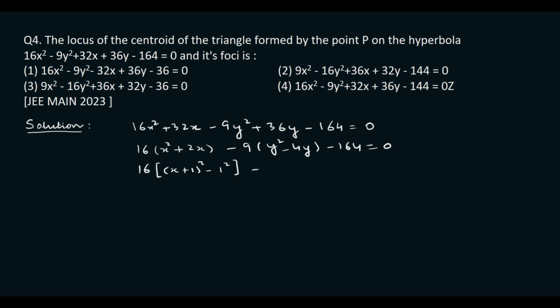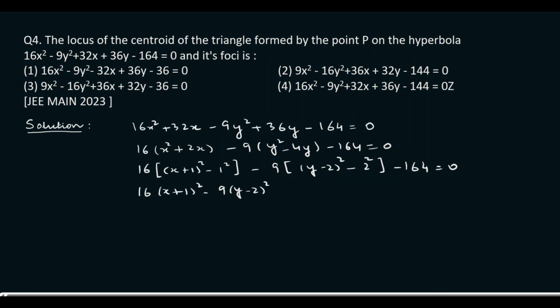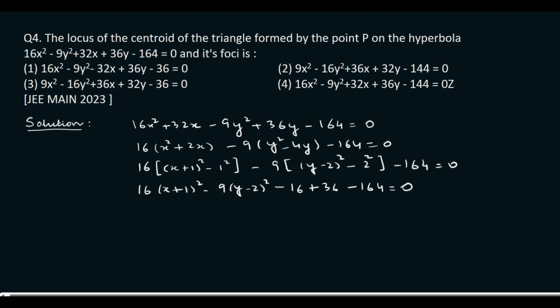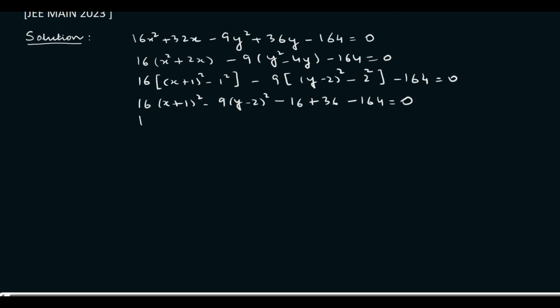See, it can become (x plus 1) square minus 1 square, and the second one is (y minus 2) whole square minus 2 square, right? So this is how we can complete these squares and then take out the terms separately. So we get equations like this: minus 16 plus 36 minus 164 is 0. Further, you can collect the constants to the right hand side and divide. So this will get you 16 (x plus 1) whole square minus 9 (y minus 2) whole square equals 144.